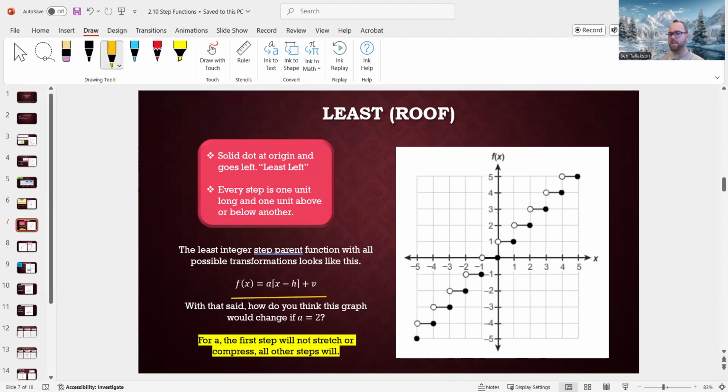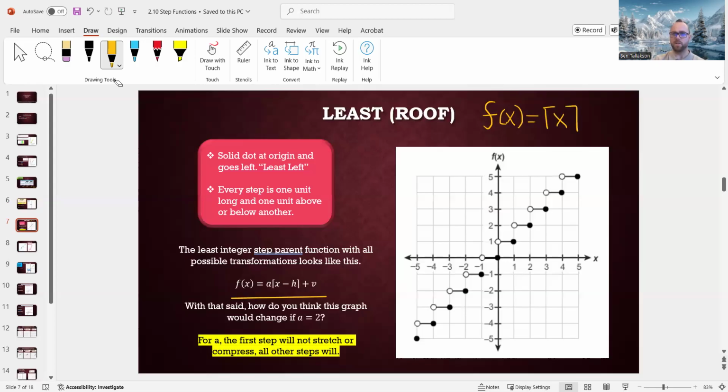So we know athletic A vertically stretches and compresses. And remember what I said before. For A, the first step, it's highlighted there, clear to see. The first step doesn't stretch or compress, but all other steps will. So what would change if A was equal to 2? Okay, so let's draw it out. This is the parent function with no transformations happening.